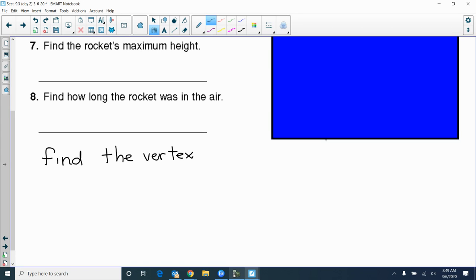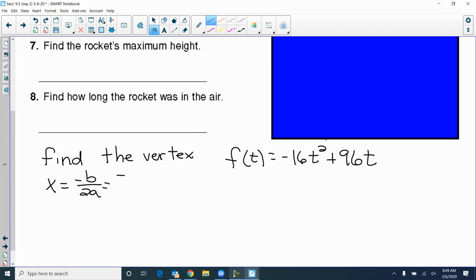And so what was that function, f of t equals -16 t squared plus 96 t. All right, that means you do x equals -b over 2a. B is 96, so it's -96. 2a is 2 times -16, which is -32. I would do that first. Riley, what'd you end up with? I got x equals 3. All right, x equals 3, good.